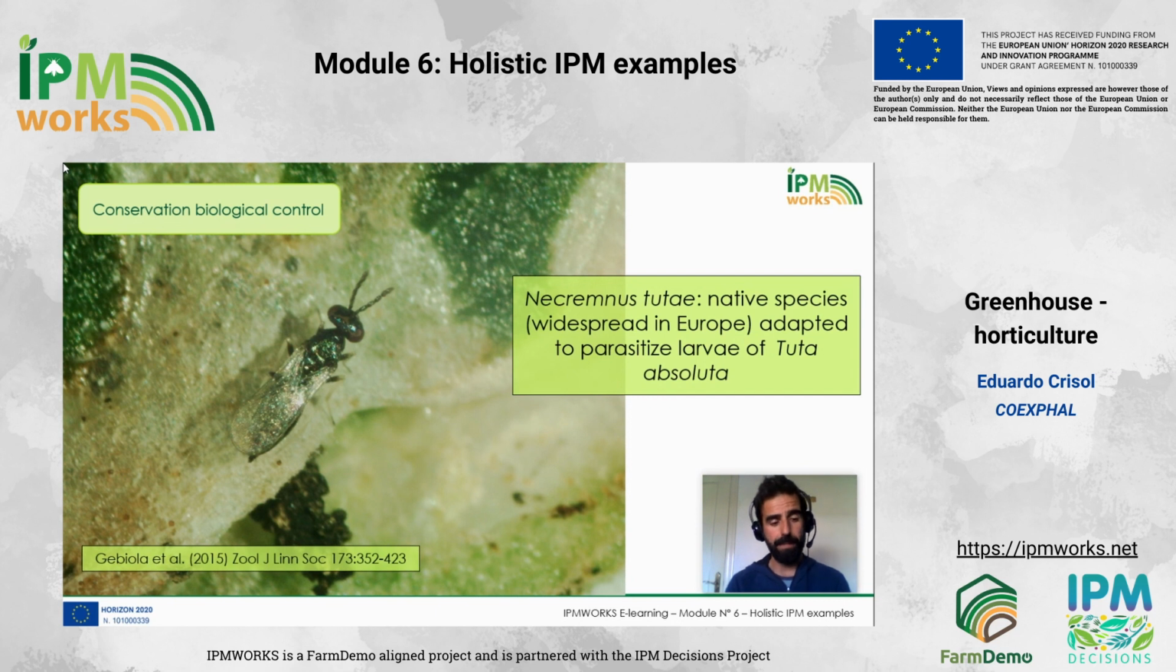We're moving into the second element of IPM. This is conservation biological control. And for that, we need to talk about a native species, Necremnus artynes. This species is widespread in Europe. According to the literature, this parasitoid wasp has adapted to parasitize larvae of Tuta absoluta. And we have some practical tips on how to use it and how to benefit our crops from its biology and from its action that we will see later on.